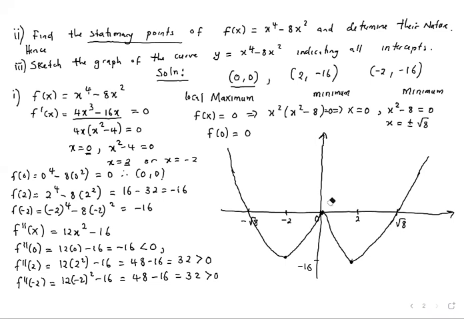To finish up this paper, we go to question 7 and look at how nice it is. Question 7A. Let A be equal to the matrix 1, 2, 0. Let B be equal to the matrix 1, negative 1, 2.